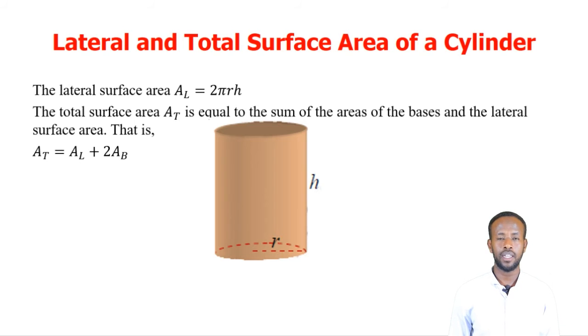Total surface area. AL is lateral surface area. AB is area of the base. 2. What do you think? Why do we put 2 here? Because of the two bases.